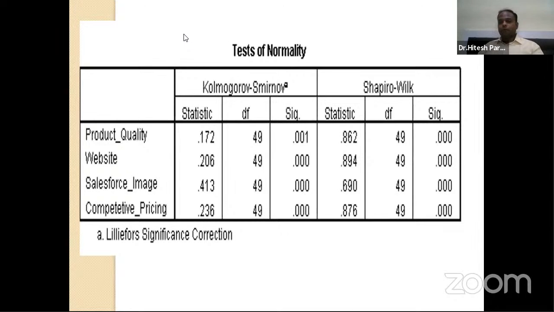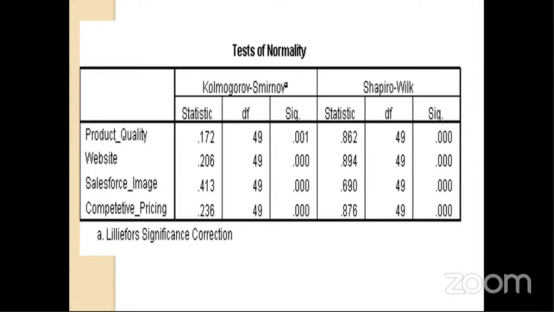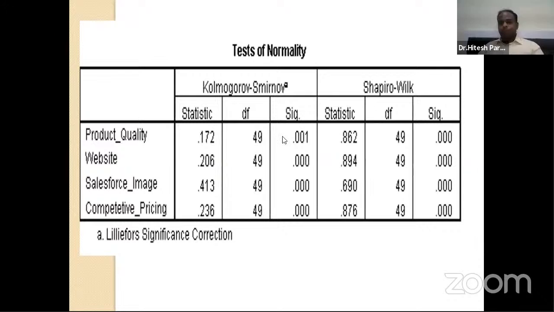Our null hypothesis for the test of normality, for both these tests, Kolmogorov-Smirnov and Shapiro-Wilk, is that data are normally distributed. This is our null hypothesis. So it is not normally distributed because the p-value is less than 0.05, so we reject the null hypothesis. In all cases it is less than 0.05, so it can be concluded that these variables are not normally distributed. So we will switch to a non-parametric test.